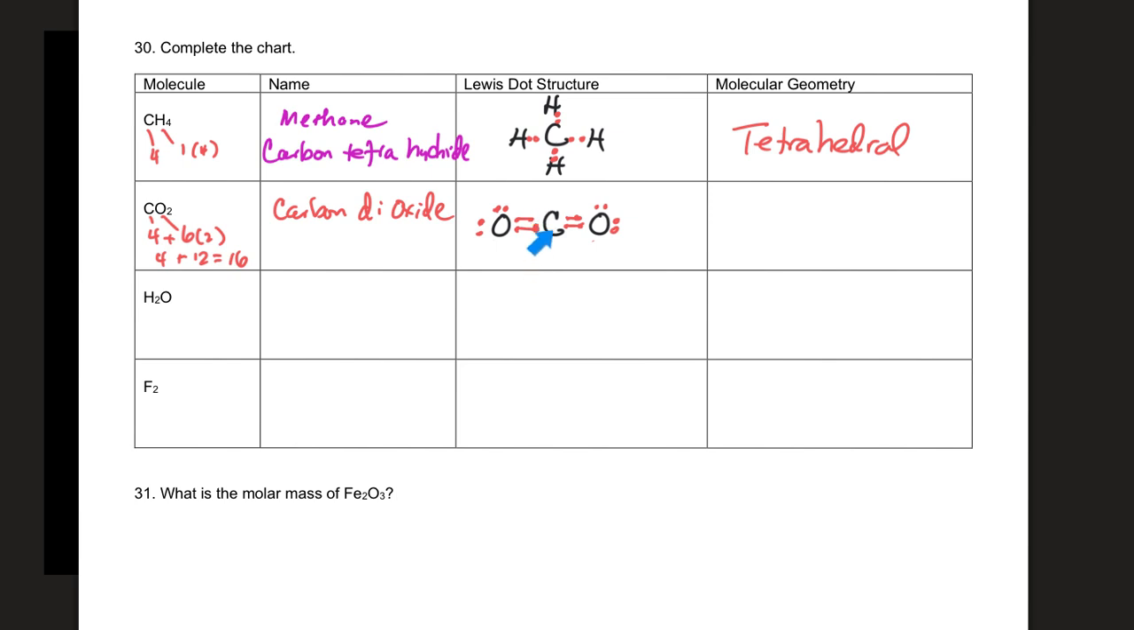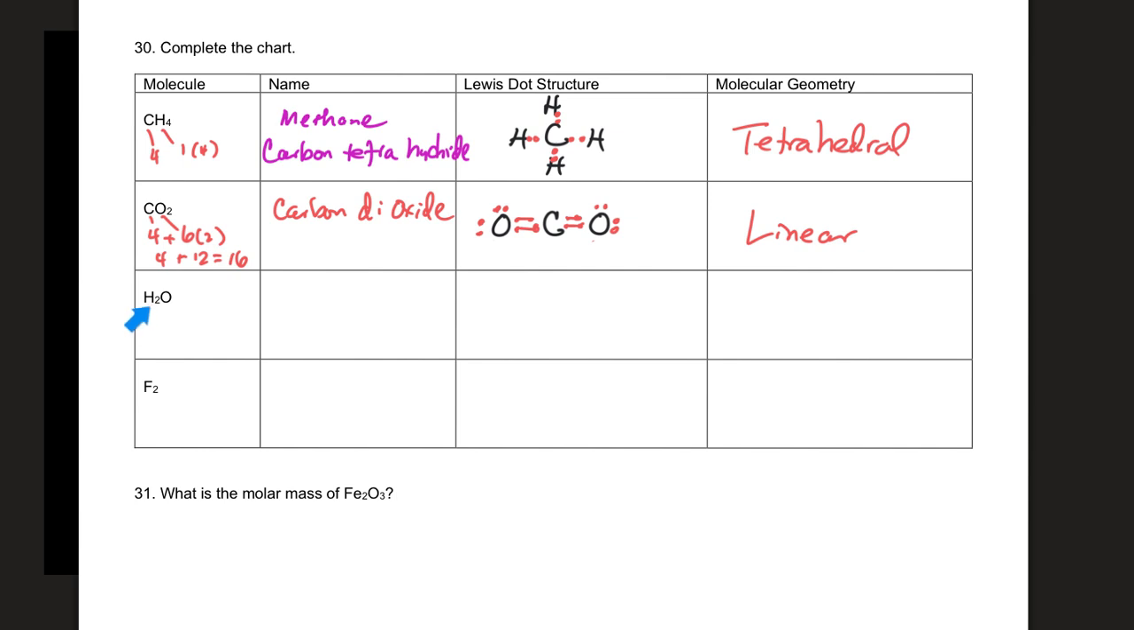Notice that there are no lone pairs on the center atom. Even though we do have double bonds, there is no lone pair above or below. And so the structure here is going to be a linear structure. So that's what we will put here: linear molecular geometry. All right, so the next example here is H2O.